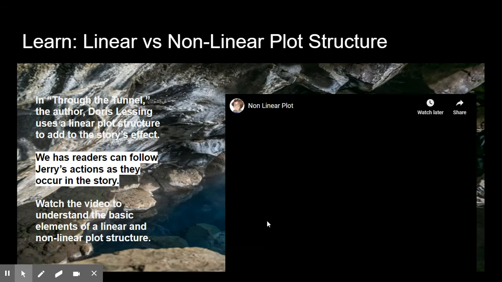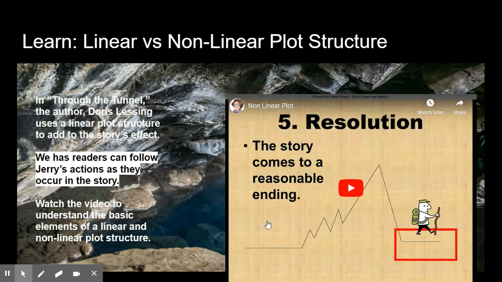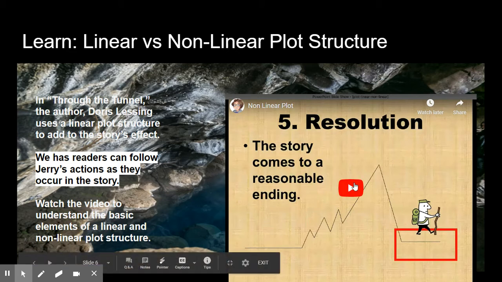We're going to learn what is linear versus nonlinear plot structure. In Through the Tunnel, the author Doris Lessing uses a linear plot structure to add to the story's effect. We as readers can follow Jerry's actions as they occur in the story. You're going to watch the video to understand the basic elements of a linear and nonlinear plot structure.